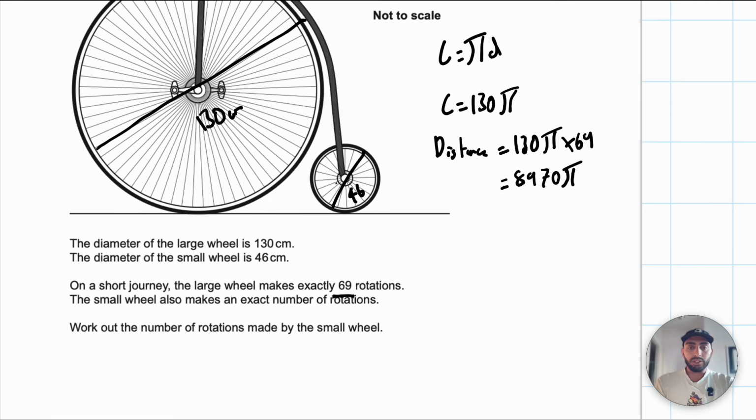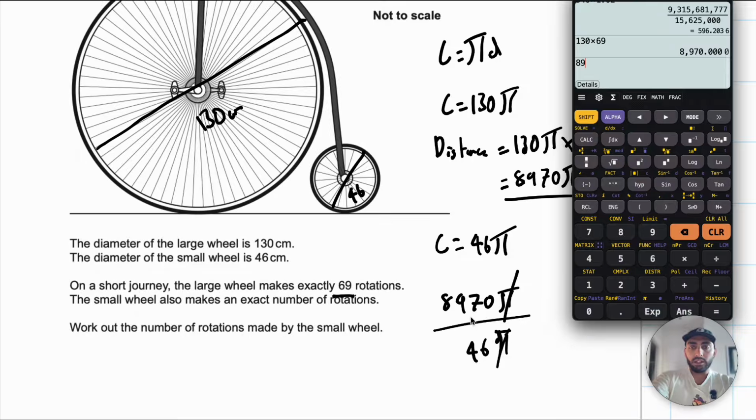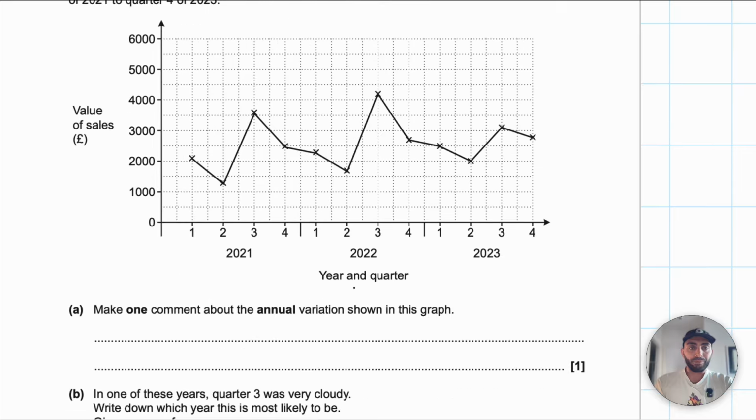Let's find the circumference of this circle. So it's going to be circumference equals pi times 46, so 46 pi. We need to divide the total distance the large wheel traveled by the distance the small wheel traveled. So we're doing 8970 pi divided by 46 pi. And this is why we'll get a whole answer, because we're going to cancel out these pi's. We've got 8970 divided by 46, which is 195. So this small wheel is making 195 rotations, while this large wheel is making 69 rotations.